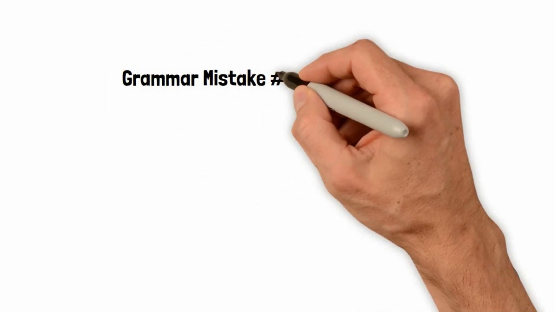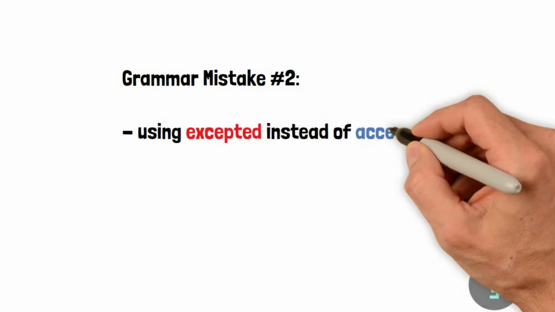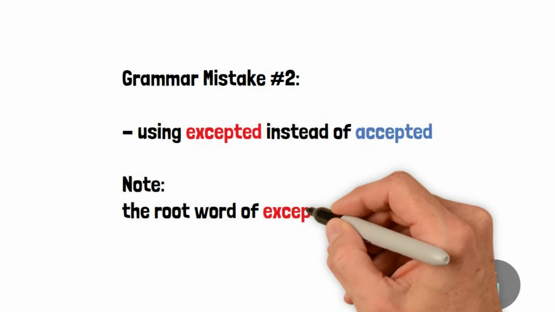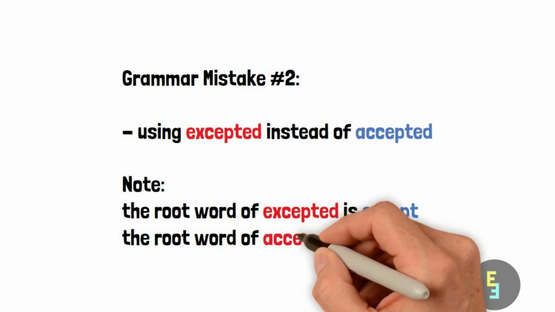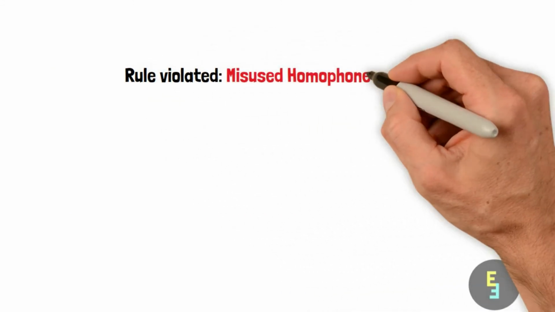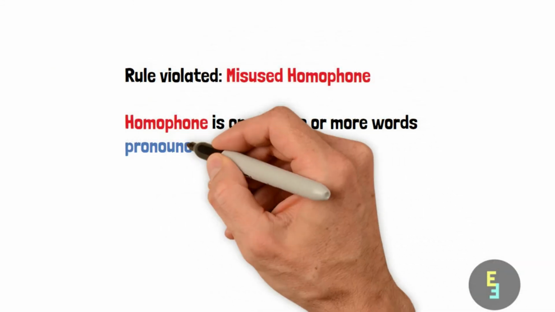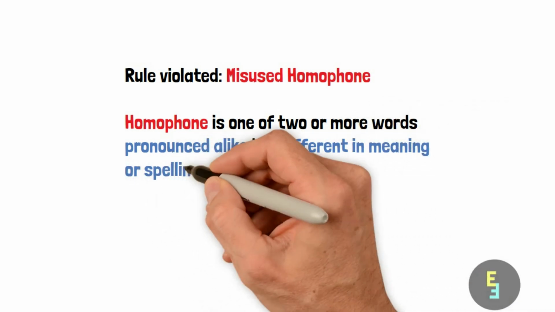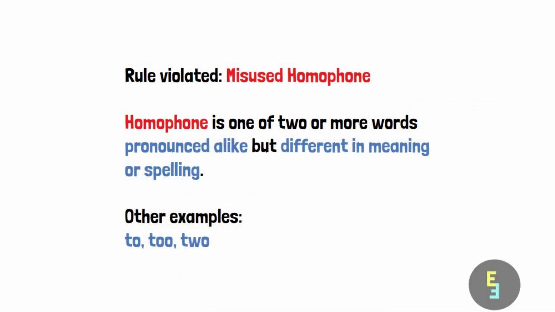The second mistake is using the word accepted instead of accepted. Let's check the comment once again. If we try to understand what the author wants to convey here, the logical word to use is accepted. It should be he doesn't need to be accepted. The root word of accepted is accept, while the root word of accepted is accept. The words accept and accept are homophones, meaning they are words with similar pronunciation but different spellings and meanings. These words are actually commonly misused by many.